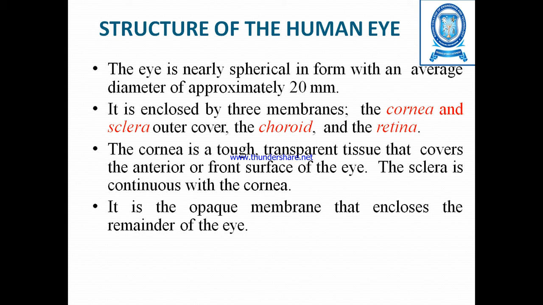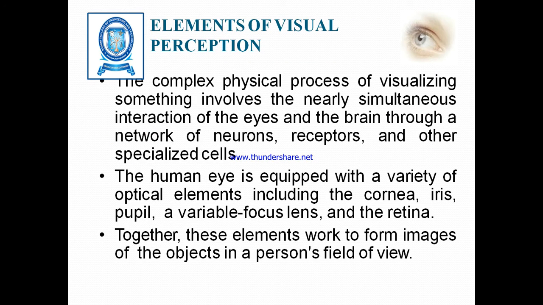The sclera is continuous with the cornea and is an opaque membrane. Opaque means it prevents light from entering the human eye. As I already told you, there are various small neurons or receptors, rods and cones, present within the human eye that are responsible for image formation.